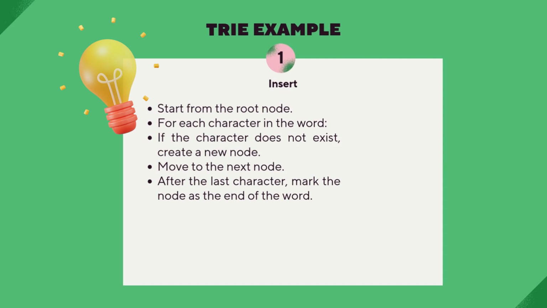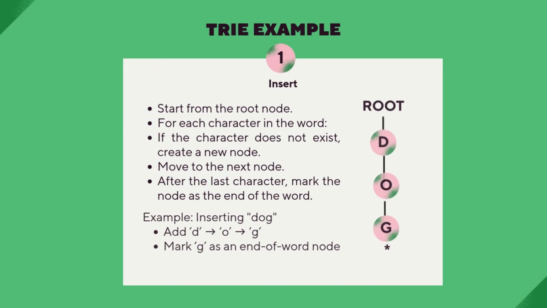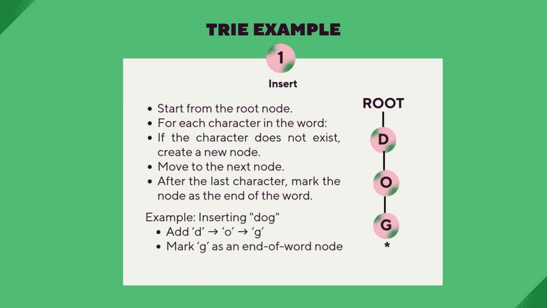Once we've processed all characters in the word, we need to mark the last node as an end of word node. This tells the trie that the full word ends here, not just a prefix. Example, let's say we're inserting the word dog. We'll start at the root, then create or move to the node for D, then O, and finally G. Once we reach G, we mark that node as an end of word, meaning the word dog has been fully inserted.